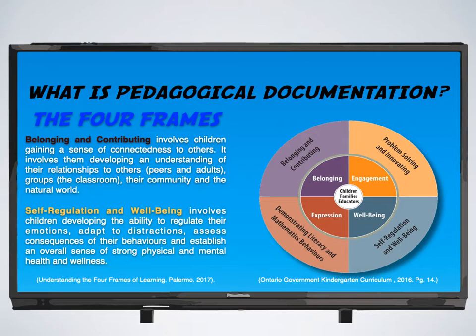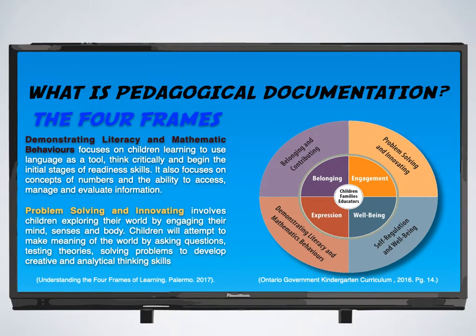The 4 frames, belonging and contributing, involves children gaining a sense of connectedness to others. It involves them developing an understanding of their relationships with others, peers and adults, groups, the classroom, their community, and the natural world. Self-regulation and well-being involves children developing the ability to regulate their emotions, adapt to distractions, assess consequences of their behaviors, and establish an overall sense of strong physical and mental health and wellness.